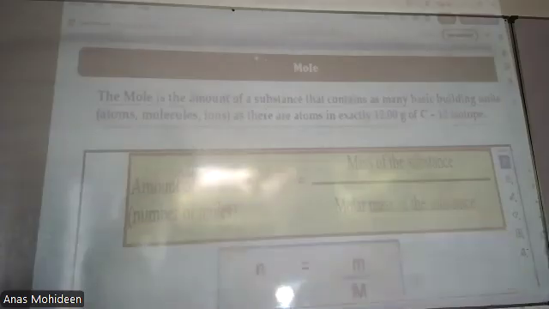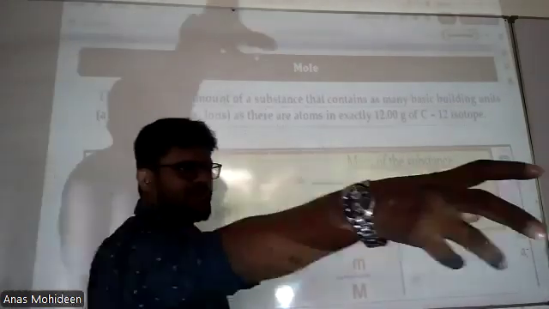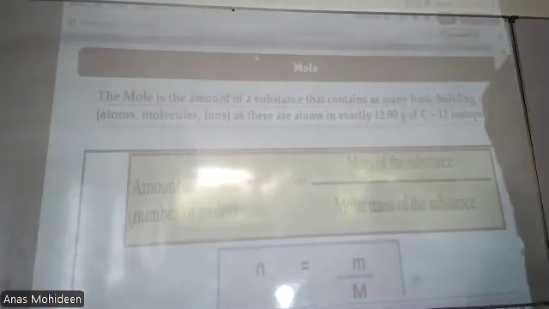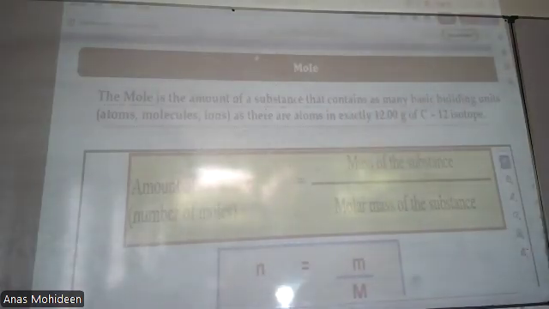So Avogadro's constant. So what is a mole? Avogadro's constant number you are filling up for any substance. 6.02 into 10 to the power 23 hydrogen atoms you take, this is called a mole. 6.02 into 10 to the power 23 carbon atoms you take, this is called 1 mole of carbon. 18 grams of water contains 6.02 into 10 to the power 23 water molecules, that is called 1 mole.